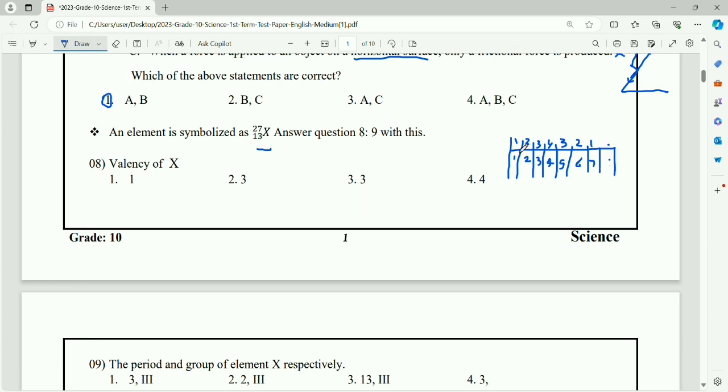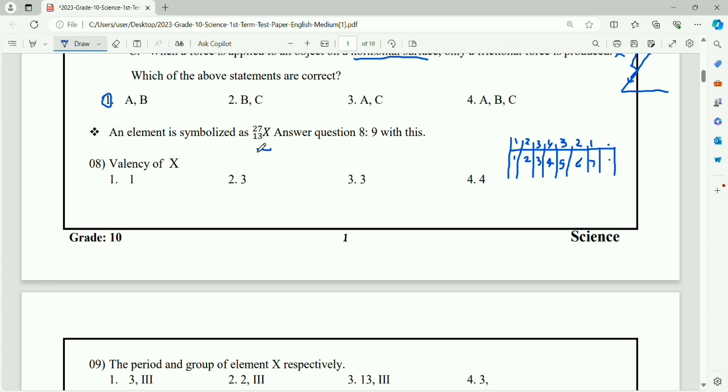So you can have 1, 2, 3, 4 valencies, again 3, 2, 1, and 0. You have to remember the valence: 1, 2, 3, 4, then 3, 2, 1. No positive, no negative value for valence.